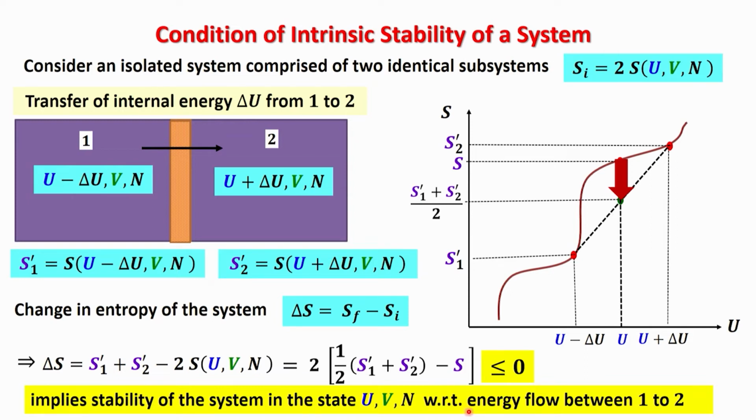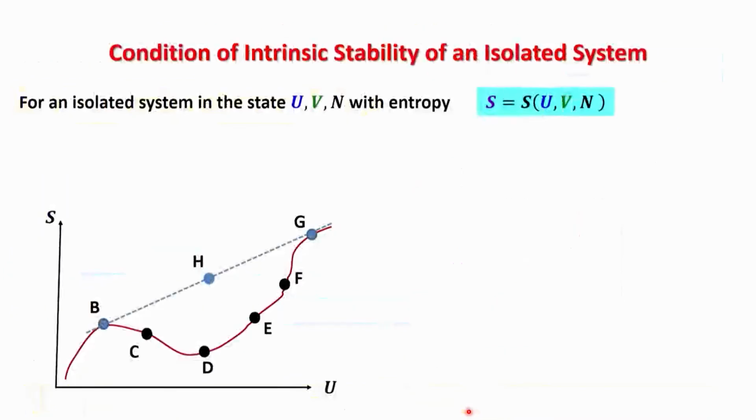Now, you see that I am trying to have a condition of stability of the system which is intrinsic to the system, or in other words, I am trying to express the stability of the system in terms of some internal property of the system or the state function of the system, and therefore, what I have said till now is as follows.